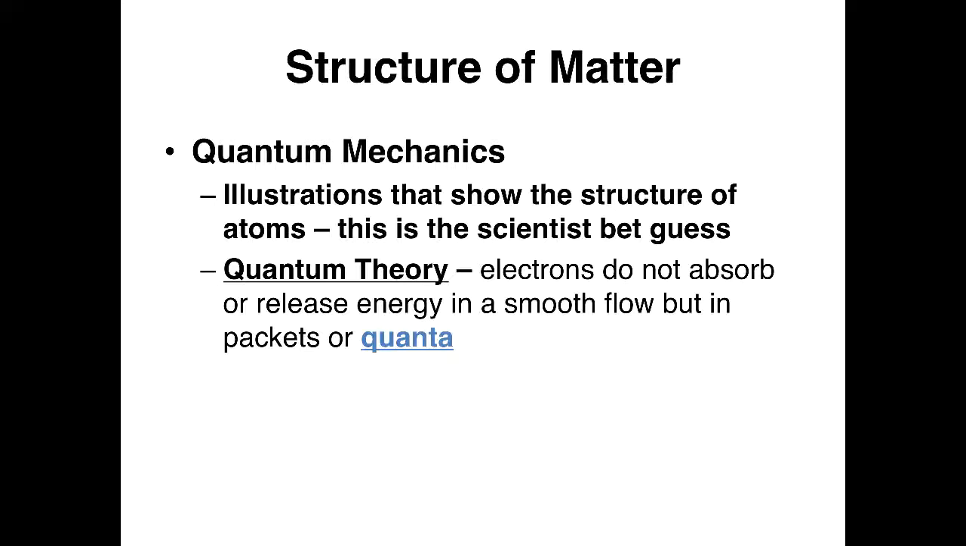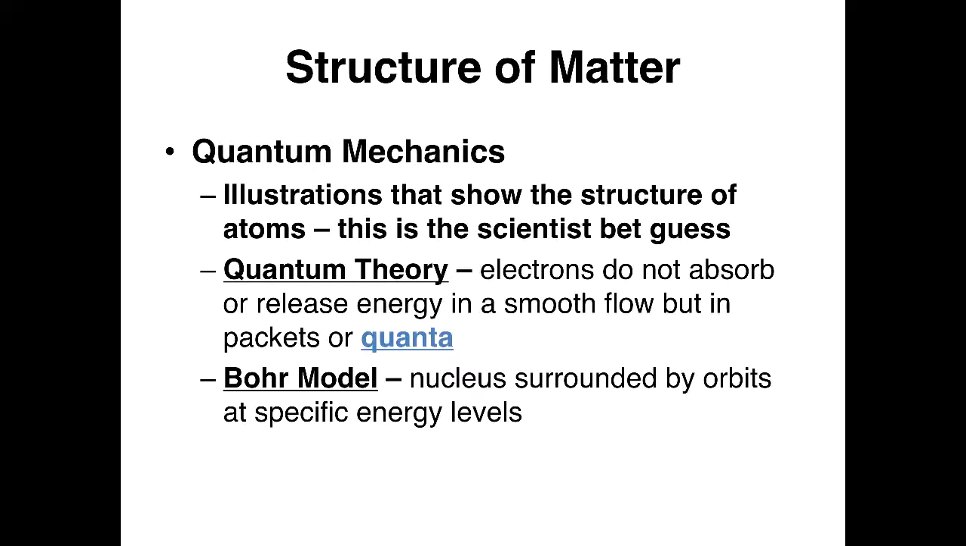So each step that you take up is a quantum or a packet of energy that you expend in order to go up into the building. So you can either go up the ramp, which is a continuous smooth flow, or you can go up the stairs, which are these quantized flows. And what the quantum theory says is that electrons either absorb or release energy in packets as opposed to a smooth flow of energy.